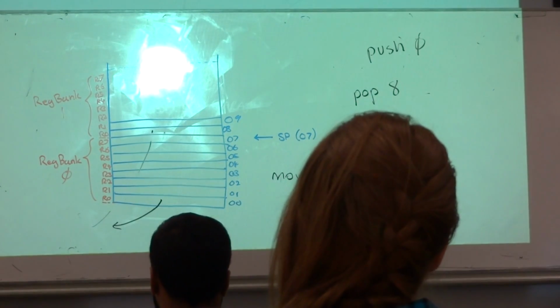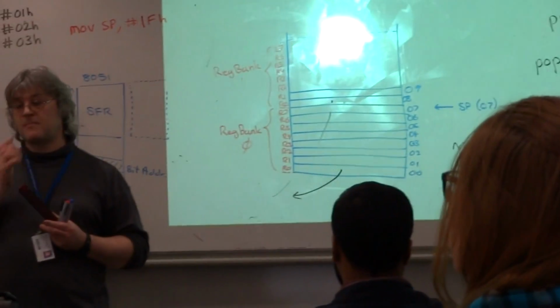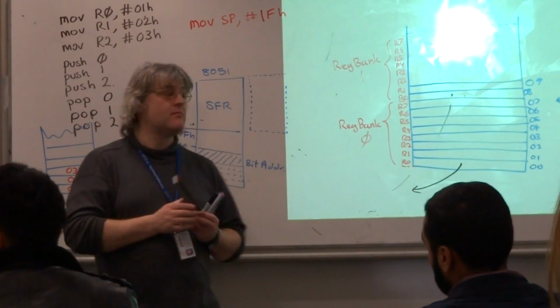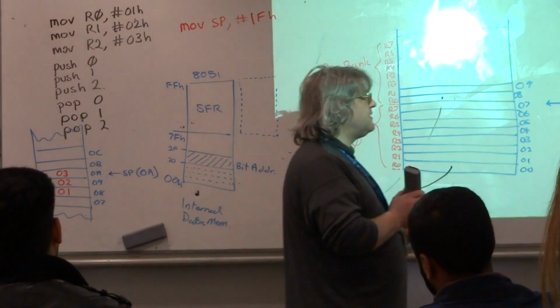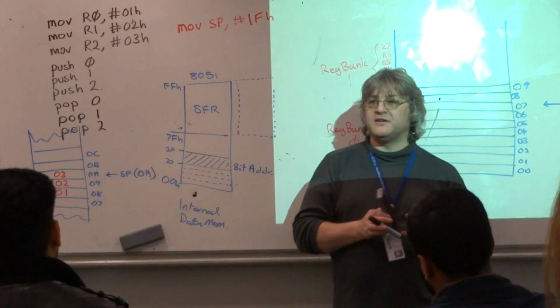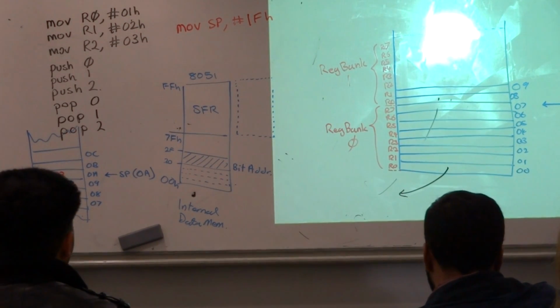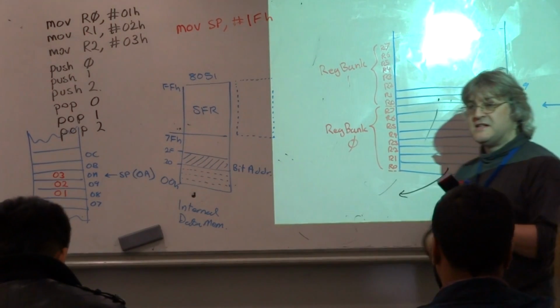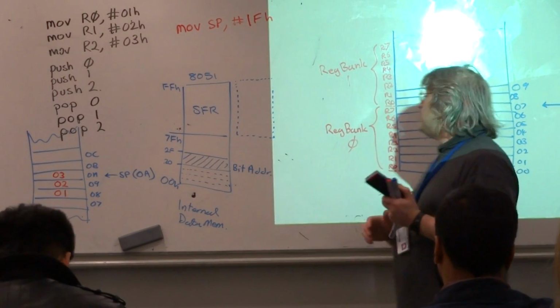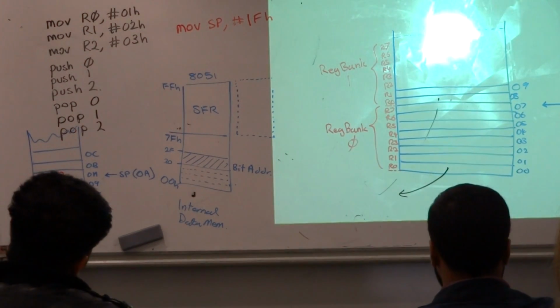What if you were to go the other way? If you wanted to push from register bank 1 and then pop to register bank 0? I think you could do that. I don't think there's a problem with that. I suppose you could do the equivalent of pushing 8 and popping to 0. All you're doing is following this by an address.